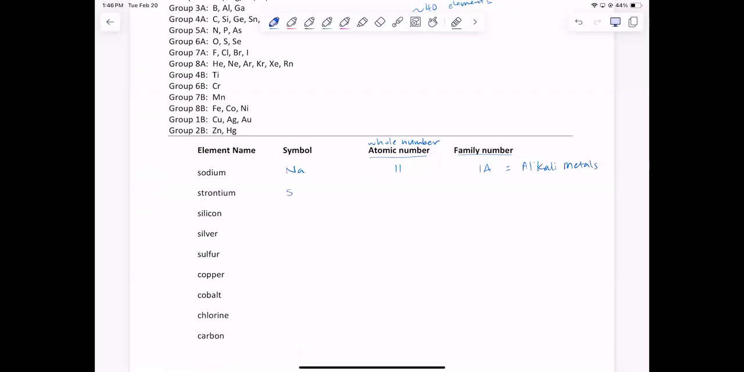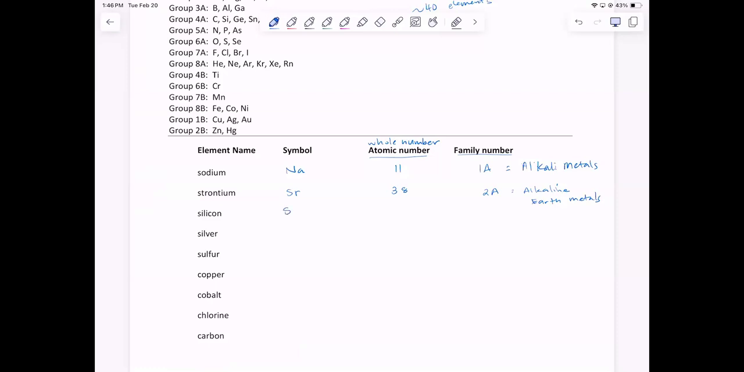Strontium is Sr. And Sr has the atomic number 38, and this can be found in family 2A. And these are called the alkaline earth metals. So one question I could ask is, is calcium an alkaline earth metal? Calcium has the element symbol Ca, and it's in family 2A, in this column. And so yes, it is an alkaline earth metal. It's a way to name an element by its family.